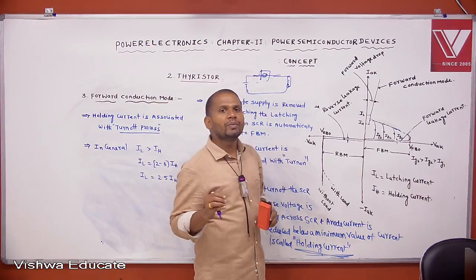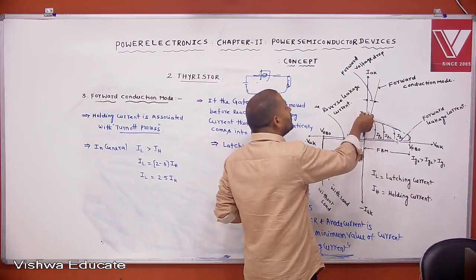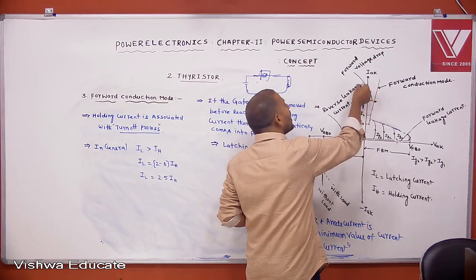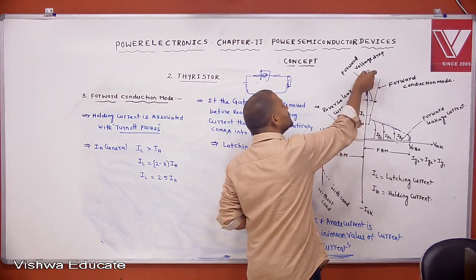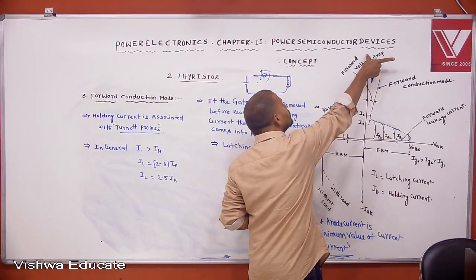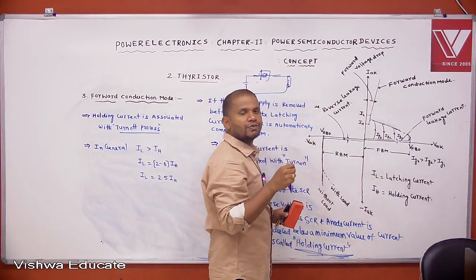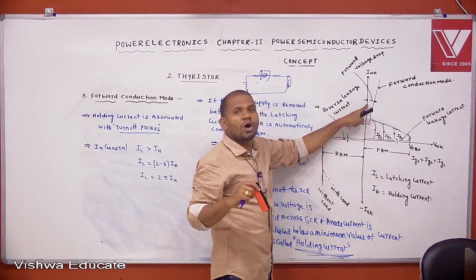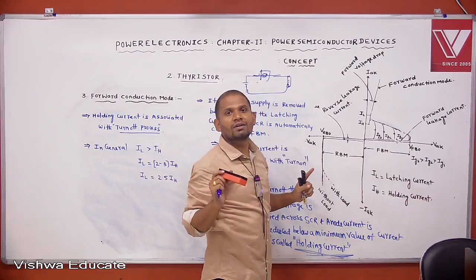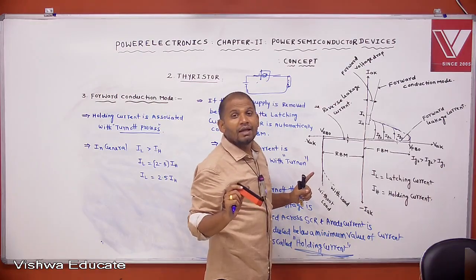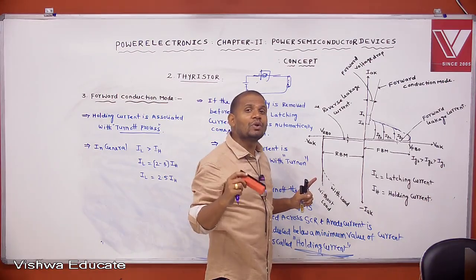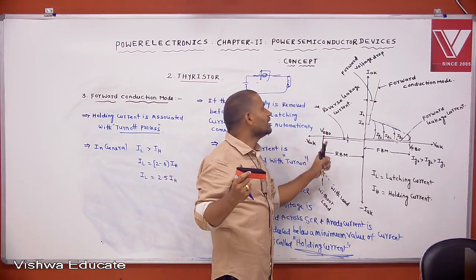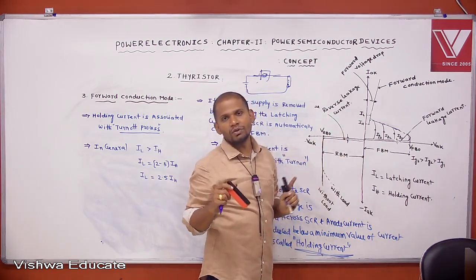The point to remember: if this forward current is continuously increased, the forward voltage drop, that is the on-state voltage drop, also increases. That's why the forward voltage drop or on-state voltage drop across the SCR is not constant. It depends on the magnitude of current passing through the SCR. If that current is increased, the forward voltage drop also increases.